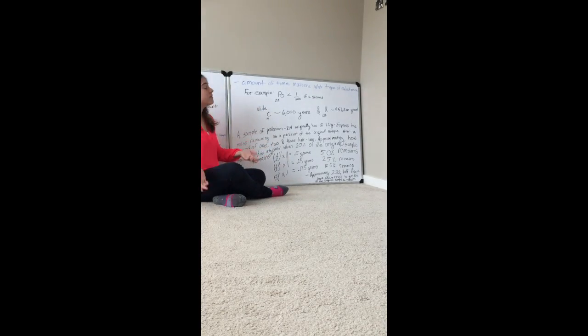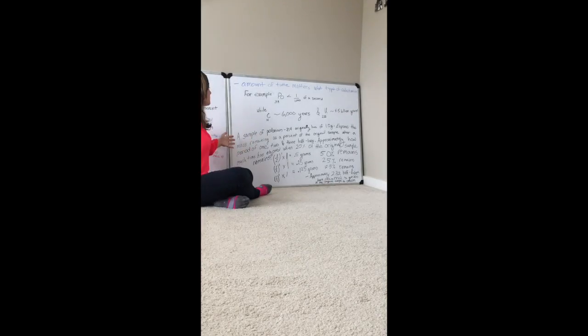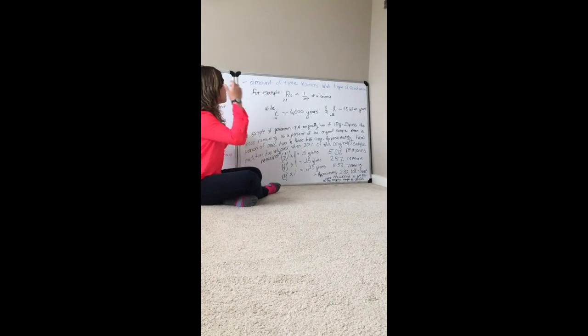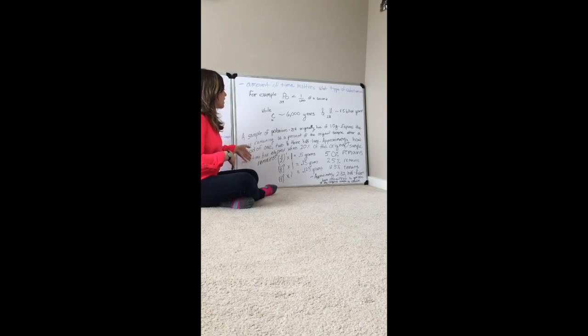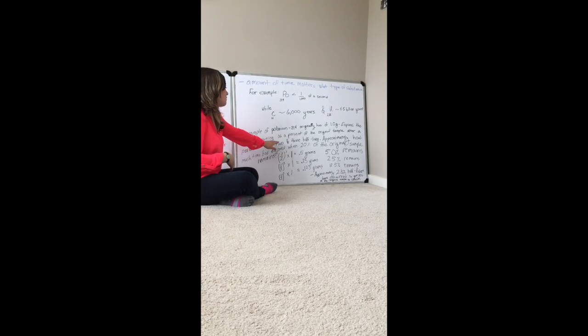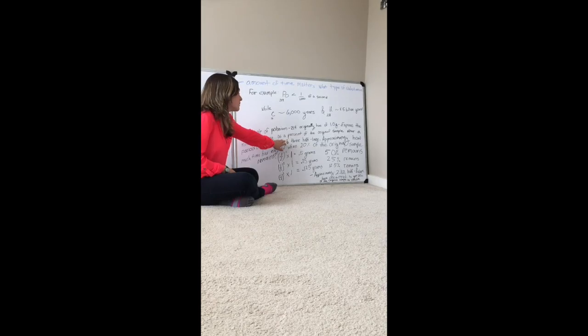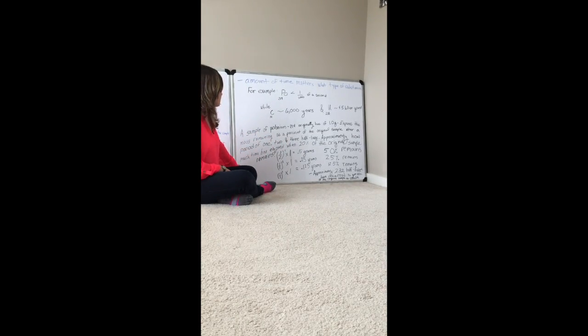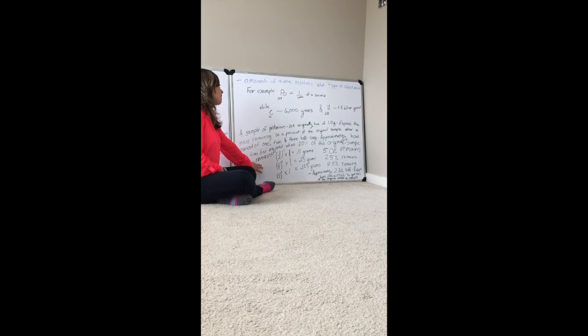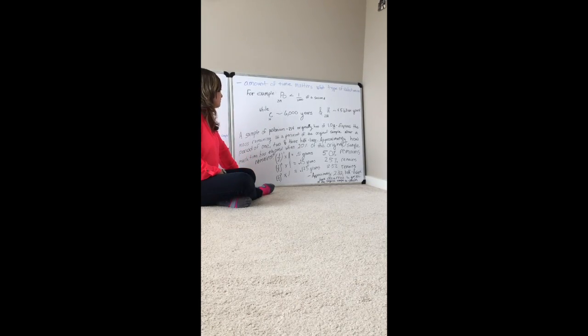Here's an example of a half-life problem in which you would use it. It says a sample of polonium-214 originally has 1 gram. Express the mass of the remaining sample as a percent of the original after a period of 1, 2, and 3 half-lives. Approximate how much time has elapsed when 20% of the original sample remains.